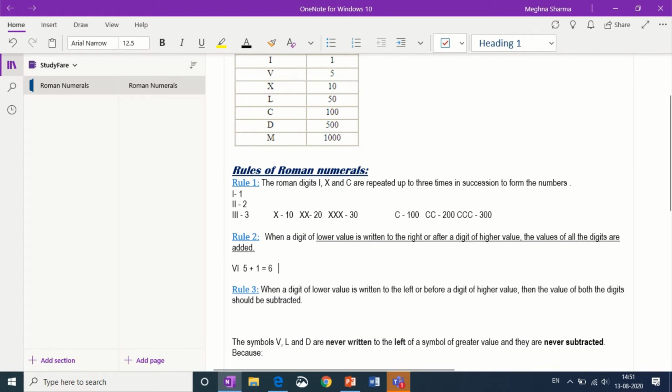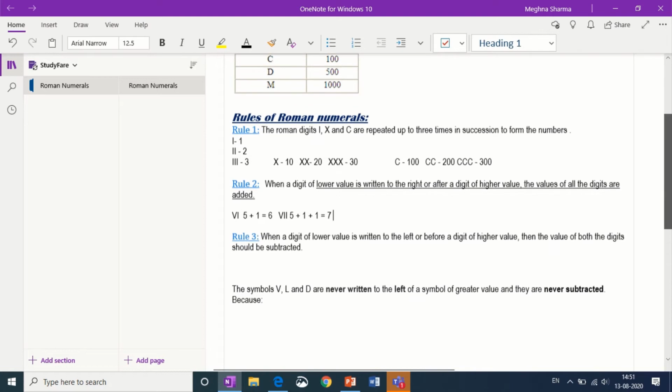Now let me take one more example. Same, V plus I plus I. VII is equal to 5 plus 1 plus 1. Now this is equal to 7. It's simple. Just these rules are important. Hope you understood this rule.